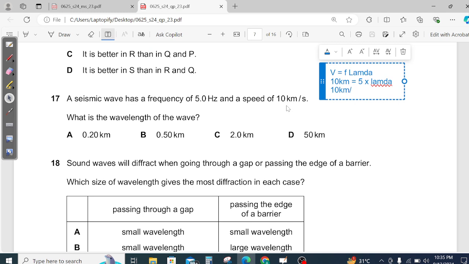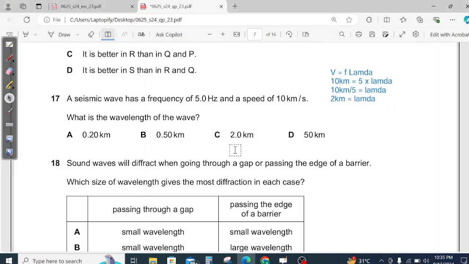5 will be divided on the left side. I will write here 5 is equal to lambda. So you will get 2 kilometer is equal to lambda. Lambda is the wavelength. So your correct option will be C here. Is it clear? It was a very easy question. So move towards question number 18.